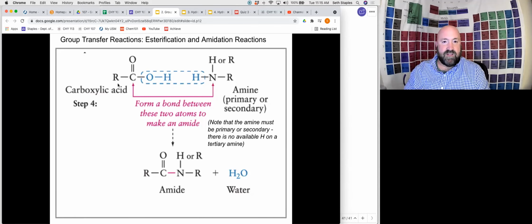So here's our carboxylic acid. Don't pay attention to the step numbers here. Those are a little different from the source that I took. But we have our carboxylic acid right here with whatever its R group is. There's the OH. Here's the H coming off the amine. Here's our amine here. We're going to form that new bond between the carbonyl carbon and the nitrogen on the amine. So there's our new bond here to form our amide.